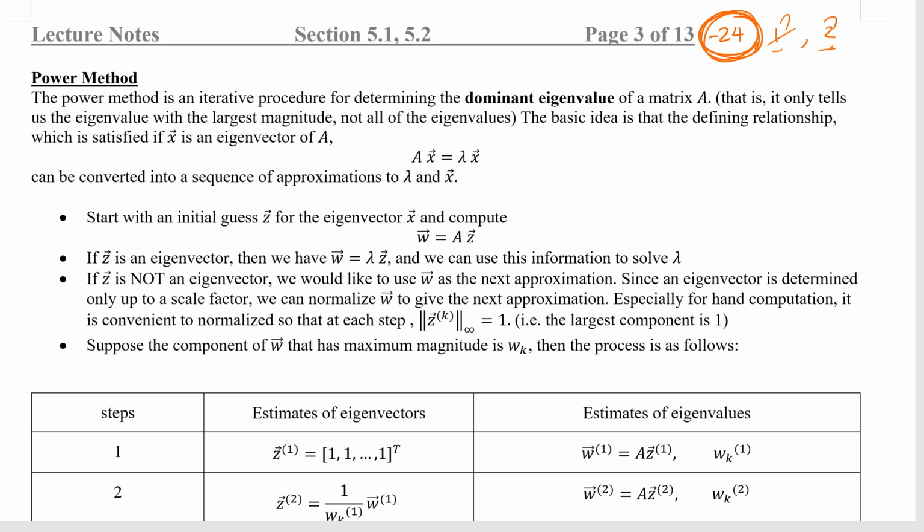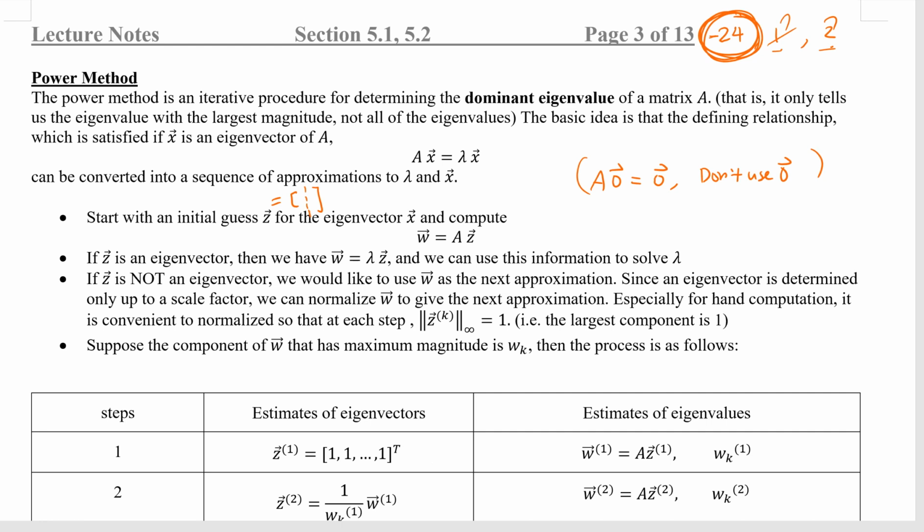So the basic idea is that the defining relationship, which is satisfied if x is an eigenvector of A, Ax equals lambda x, can be converted into a sequence of approximations to lambda and x. We start with an initial guess z for the eigenvector x, and we compute w equals Az. Usually this z is the vector 1, 1, 1. You might ask, can we use the zero vector? No, because if you start with a zero vector, A times 0 is just 0. It doesn't help, so don't use the zero vector. We start with the initial guess 1, 1, 1.